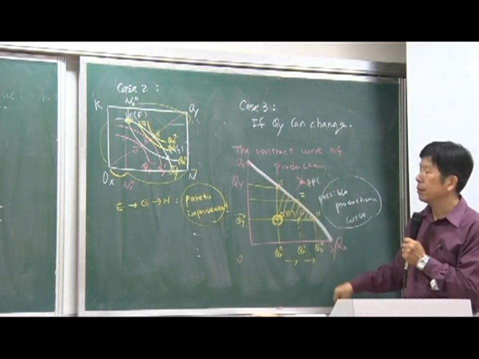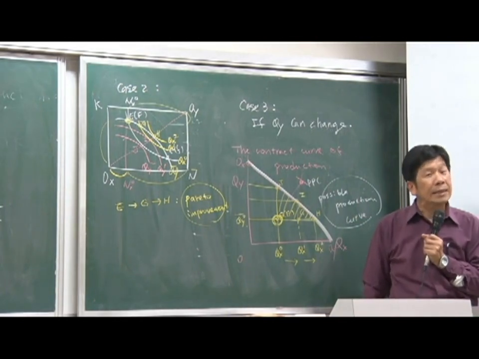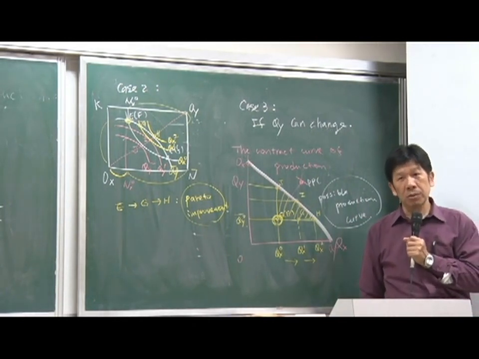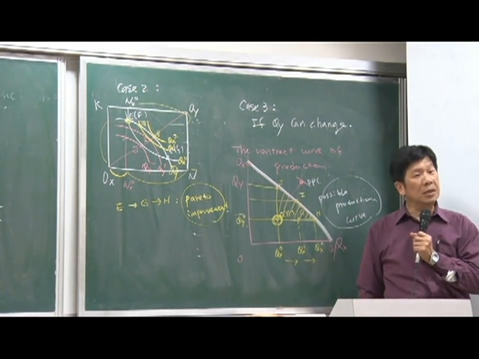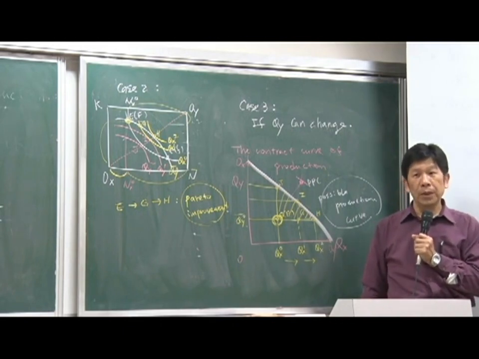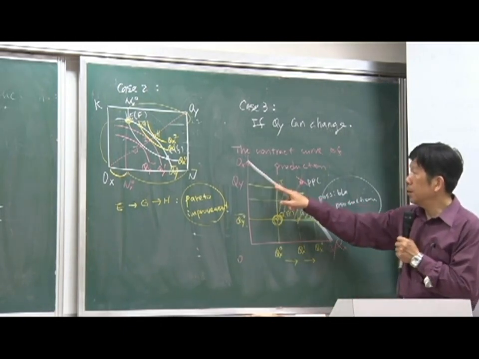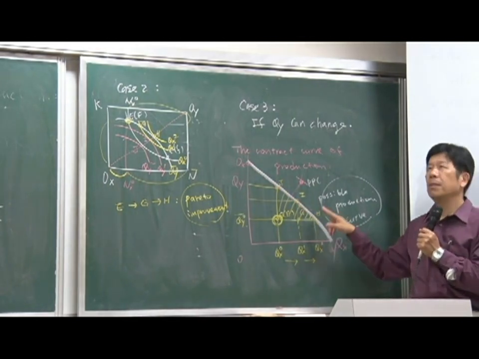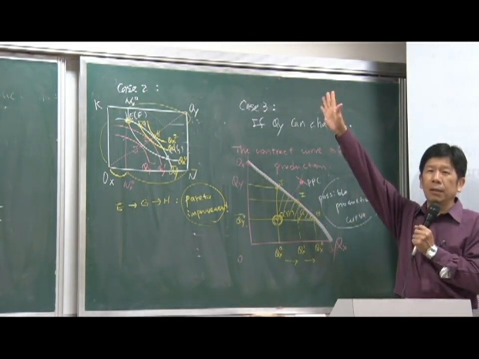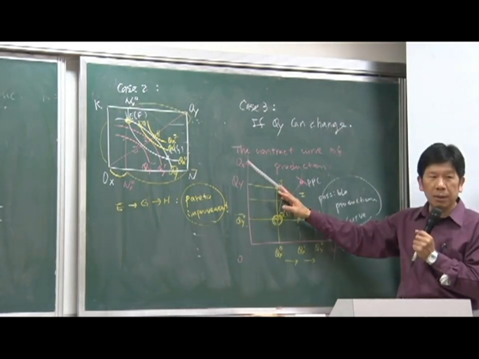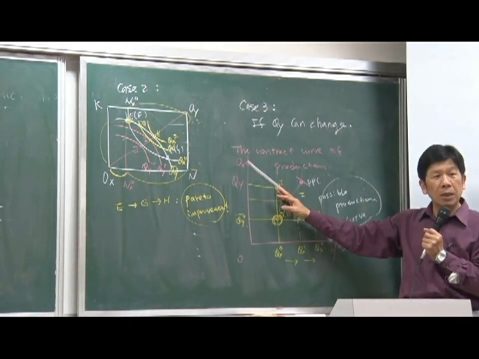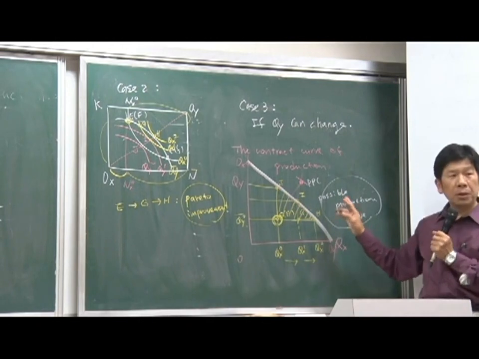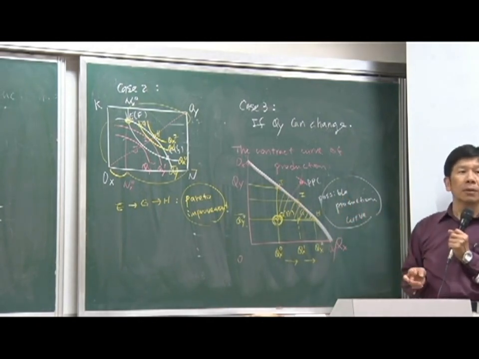This is impossible, except with new technology or a new system change. Okay, because this curve represents production efficiency. It's the maximum, so you cannot pass this curve. Okay, so this curve we call the possible production curve.